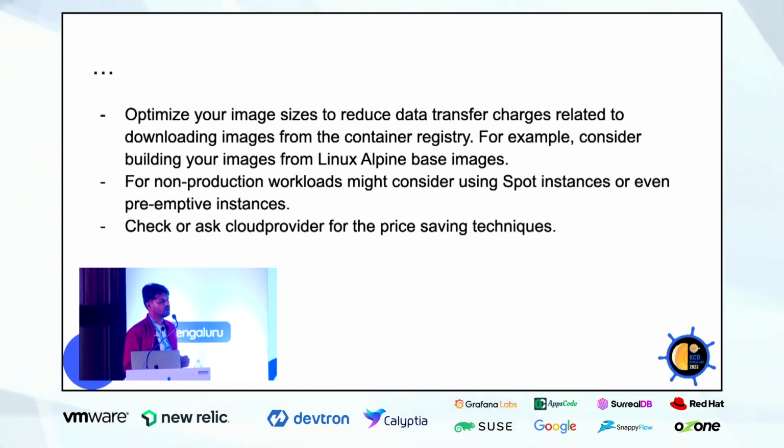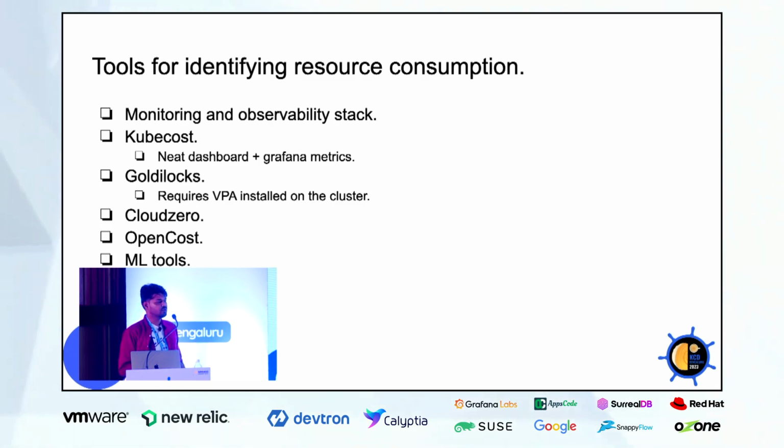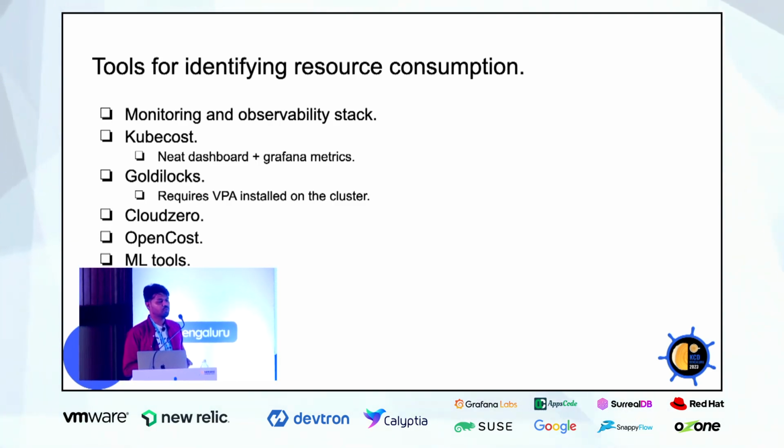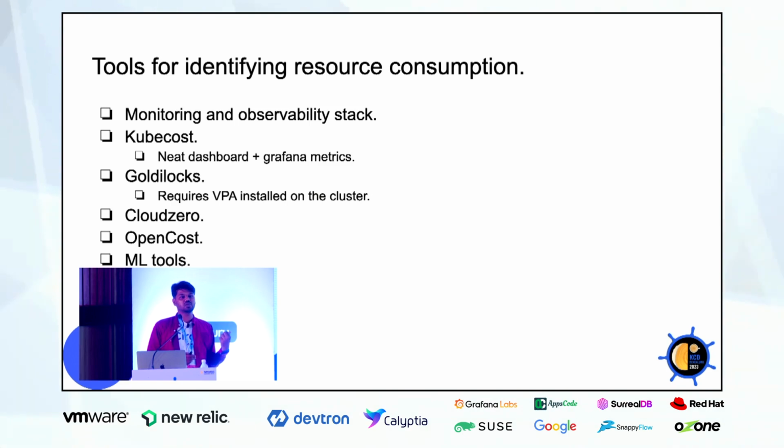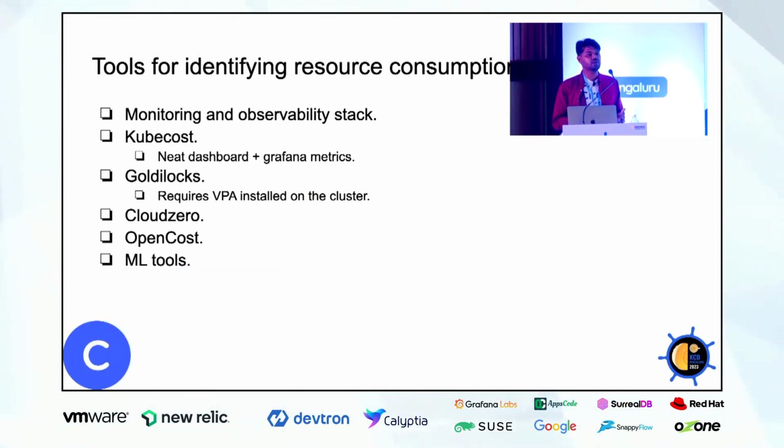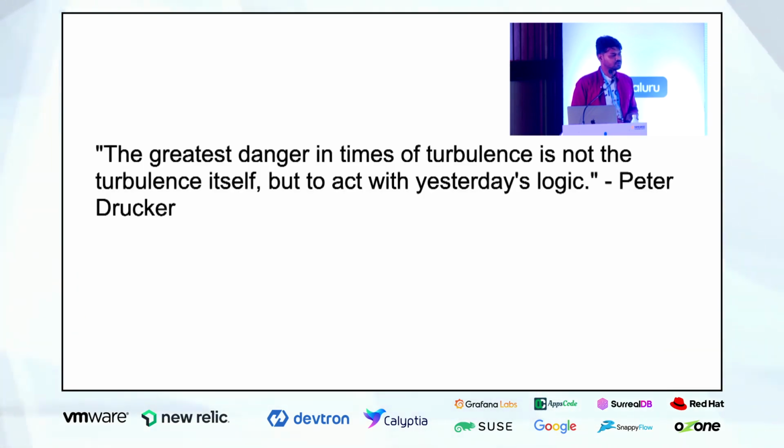And for non-production workloads, you can use reserved instances, spot instances, or even preemptible instances. But having said that, those should be considered for non-production workloads. Also, there are some techniques from cloud providers where we can save costs. So it's just a matter of asking our cloud representative, and we can save more there as well. These are a few of the tools: KubeCost, Goldilocks from FinOps, then CloudZero, OpenCost, and we just had an ML talk. So there are some machine learning tools where you can analyze your infrastructure health and optimize on the resources.